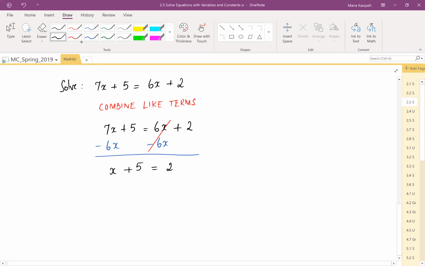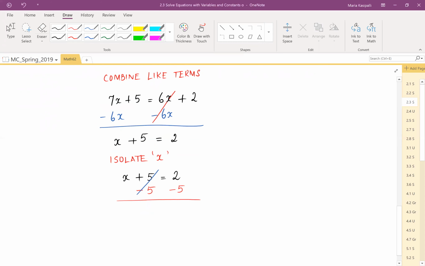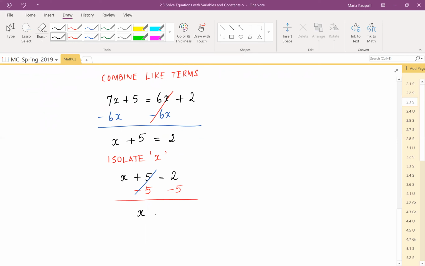Now we have one more step to combine like terms, where we will get the numbers on the right side, because you want your x isolated. So I will say isolate x. x plus 5 equals 2. To isolate x, I need to get rid of the 5. To get rid of it, I have to do -5. This cancels off, leaving us with x on the left. 2 minus 5 is, you have to subtract the numbers and take the sign of the larger number. So that's -3. Quick check.